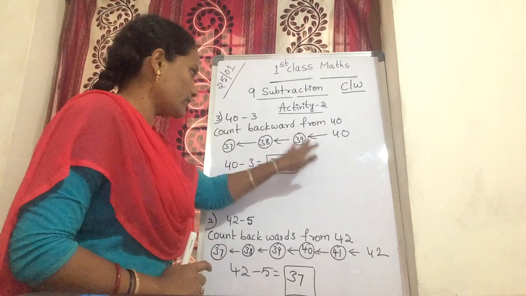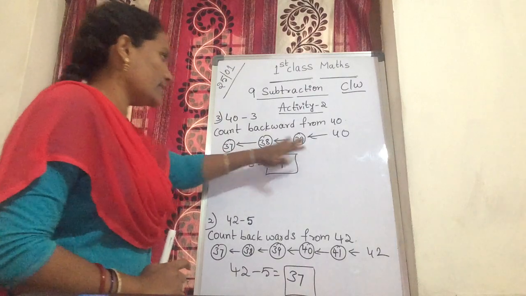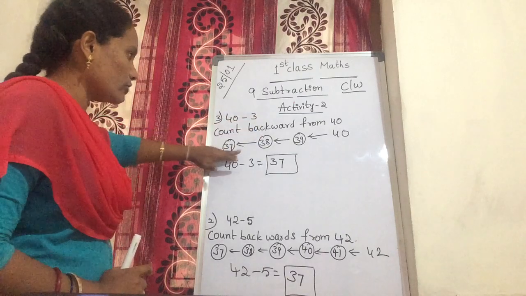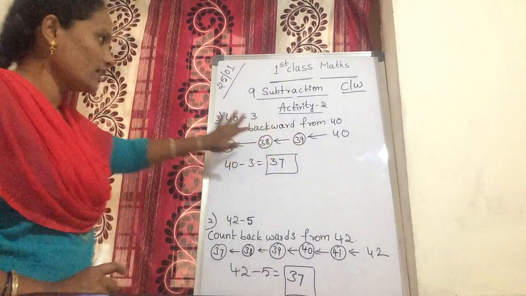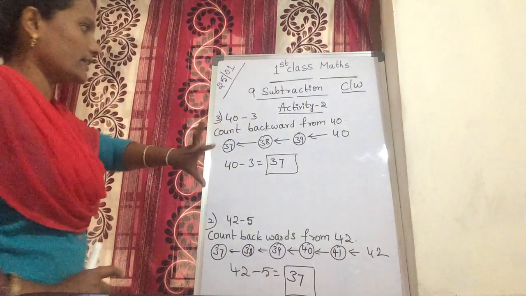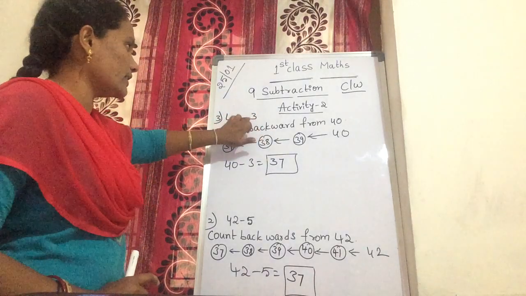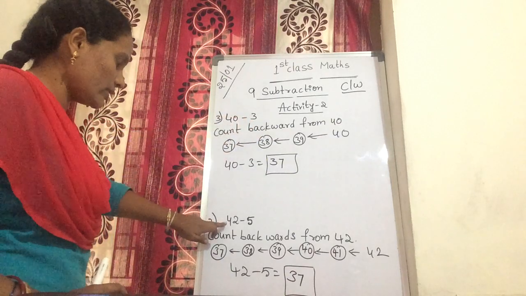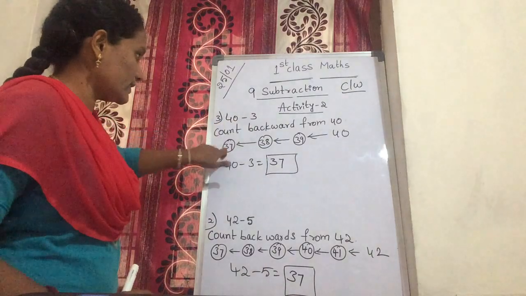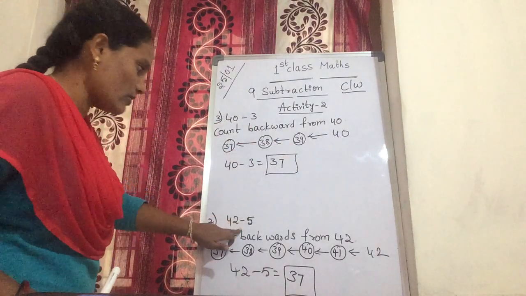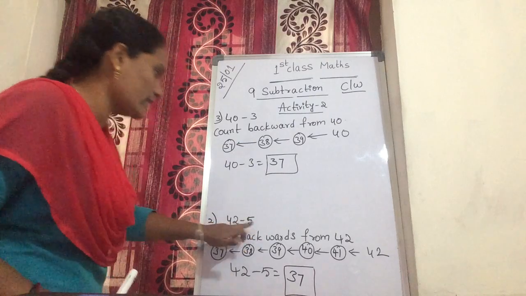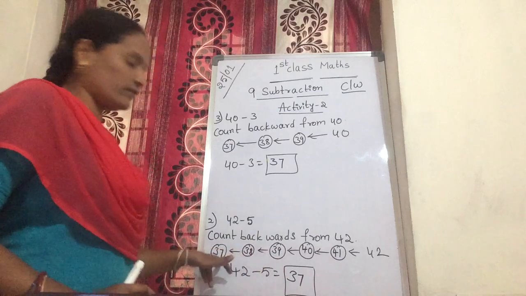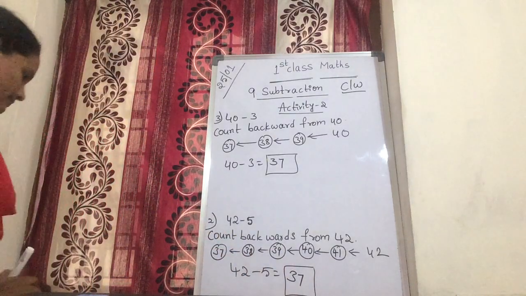How many times is it repeated here? What is our question number? 40 minus 3. So you are repeating only 3 times because this is the question. Here you are repeating only 3 times, but here repeating 5 times because here what is the question? 42 minus 5. So here repeating 5 times: 1, 2, 3, 4, 5 like this. Okay.